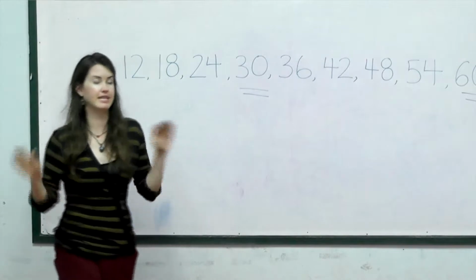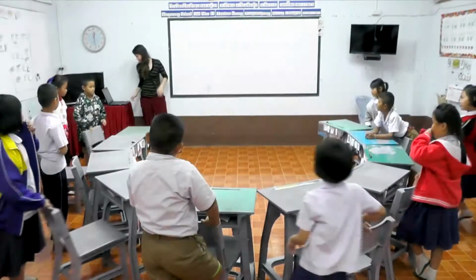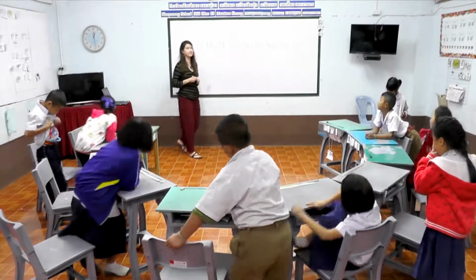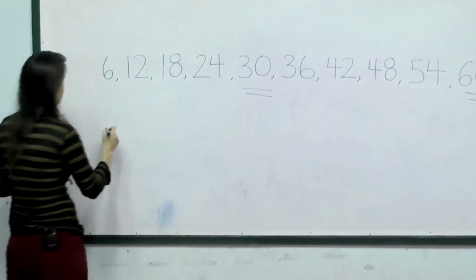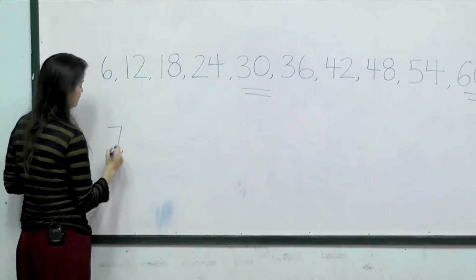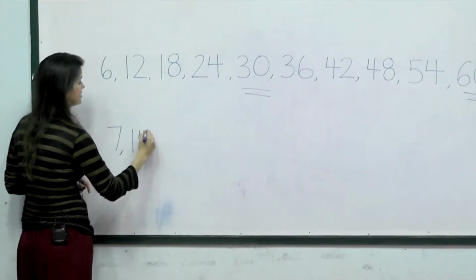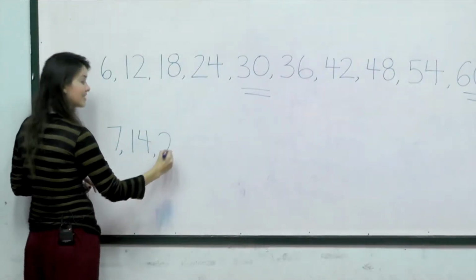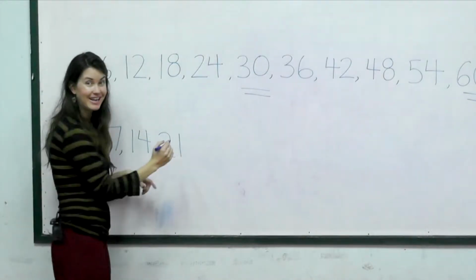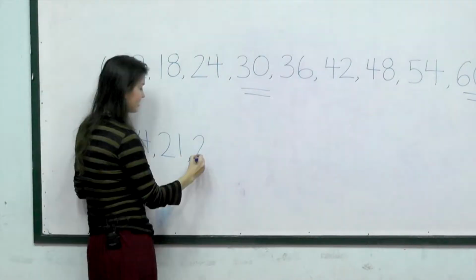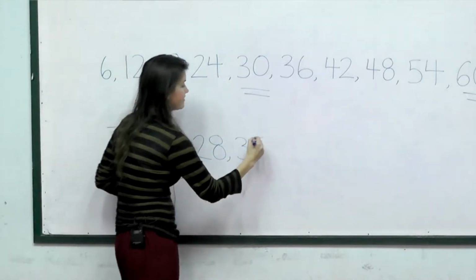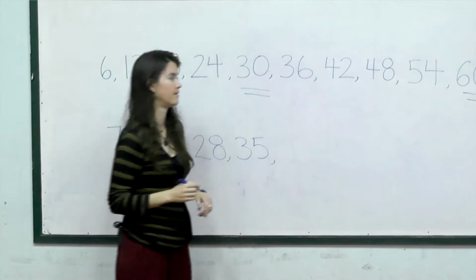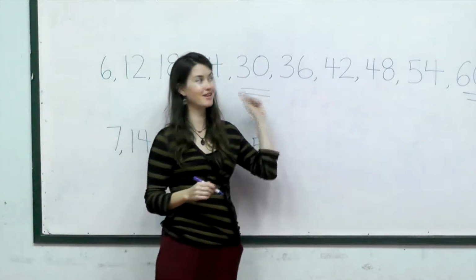Okay, everybody can take a seat. We're going to do 7s. Here we go. See if you can help me with the numbers. 7, 14. Good job, friends. 21, 28, 35. It's on our board already.